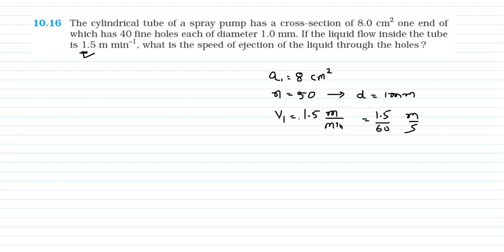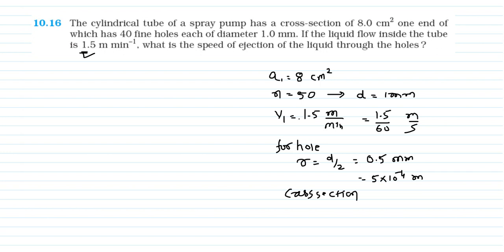Chalo. Now see, for the hole, radius is equal to half of the diameter. That is, you can say it is 0.5 mm, that is 5 into 10 raised to minus 4 meter. Okay, that is the radius here. Now the cross section area of the hole will be pi r square.